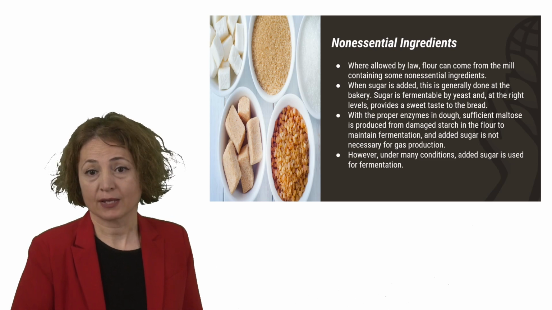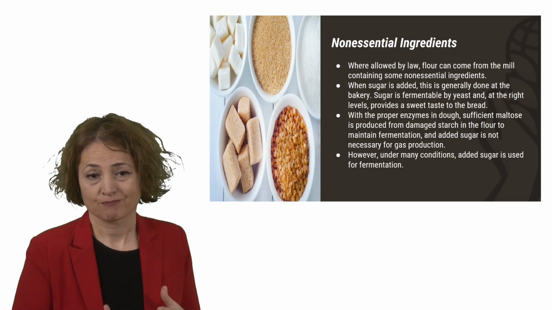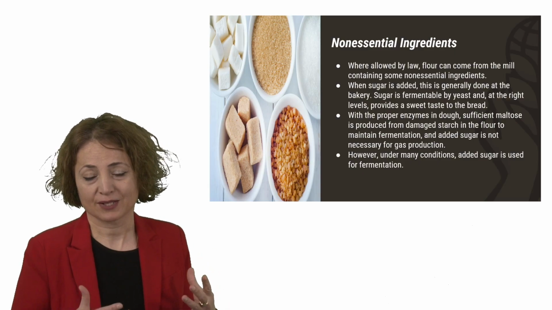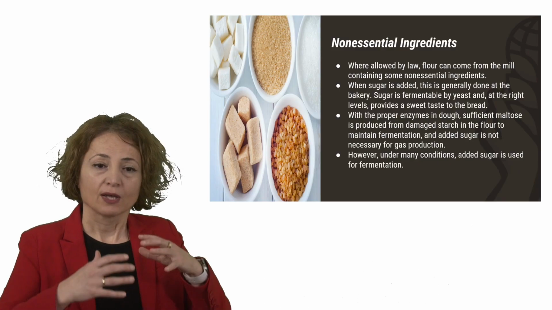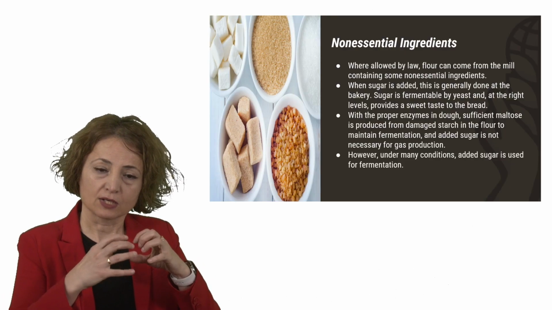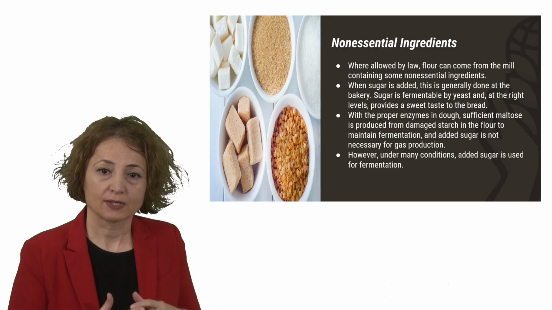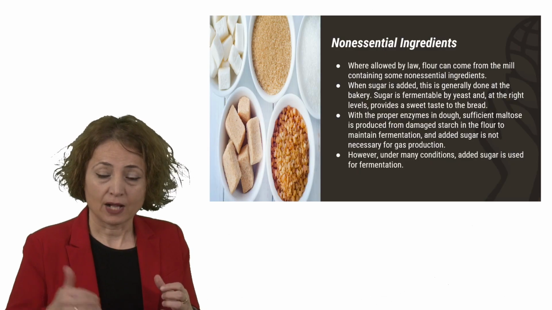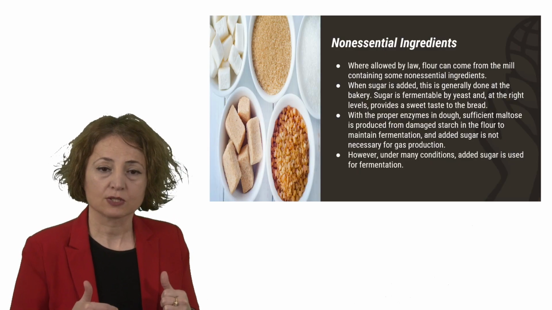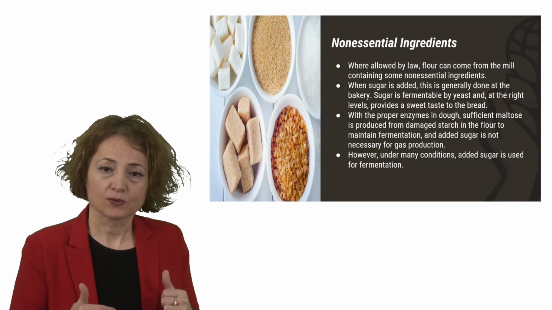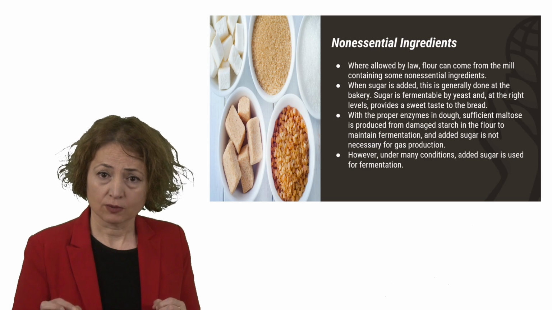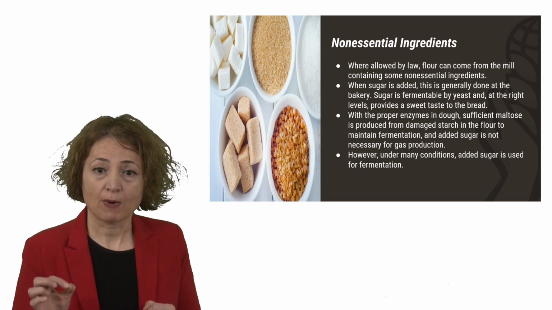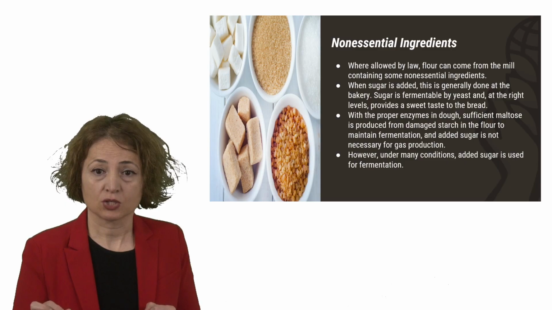With the proper enzymes in dough, sufficient maltose is produced from damaged starch. As we remember from previous lectures, damaged starch has significant impact on the water absorption. And since the starch granules are damaged, they will be more exposed to enzymatic attack. With the addition of alpha amylase into baking formulations, we can generate maltose. Maltose is two glucose units linked to each other. With the right amount of amylase addition, sufficient maltose is produced from damaged starch in flour.